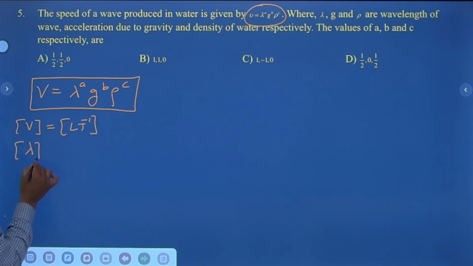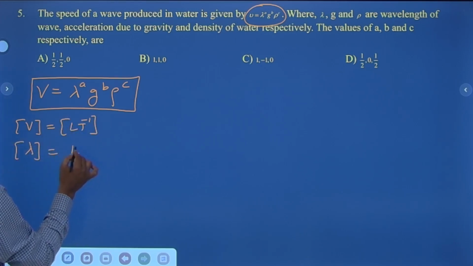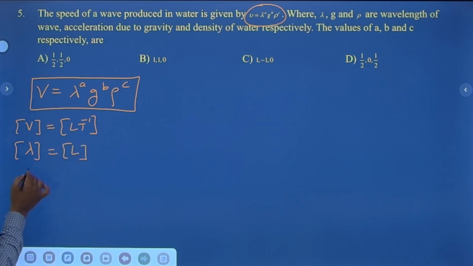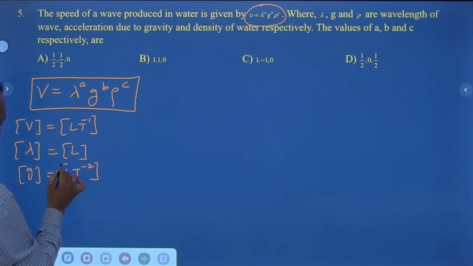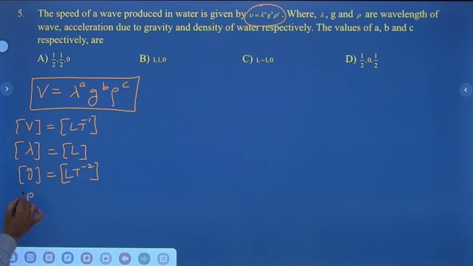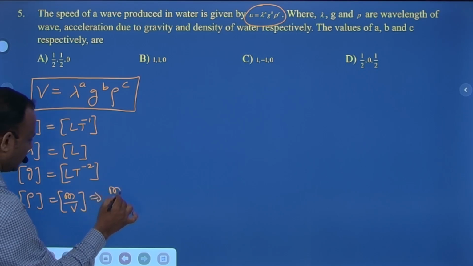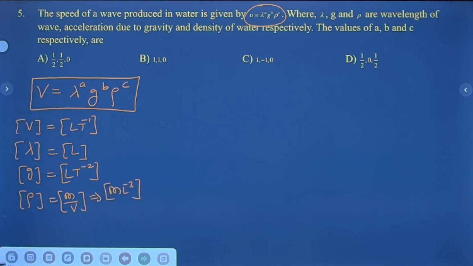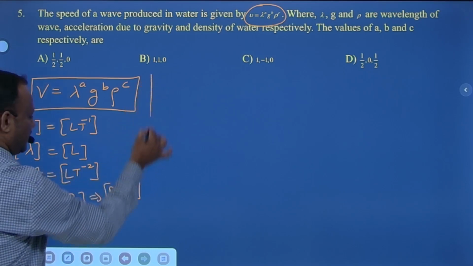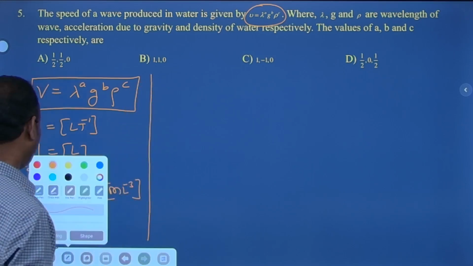The dimensional formula of lambda: lambda is a length, so L. For G, acceleration due to gravity, the dimensional formula is LT minus 2. And for rho, density, which is mass per volume, it is M L to the power of minus 3. So I have written the dimensional formulas of all the given quantities.